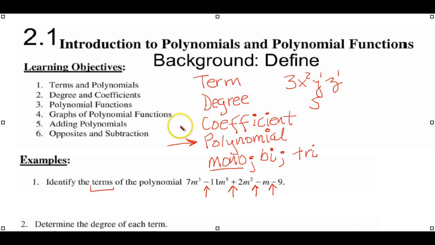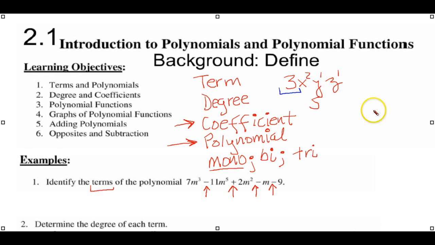Now, another word we could look at while we're here is the word coefficient. When we have a variable or a series of variables, what is the number with those variables? Well, in this case, it's a 3, and it's a positive 3. Well, that is the coefficient of that term.